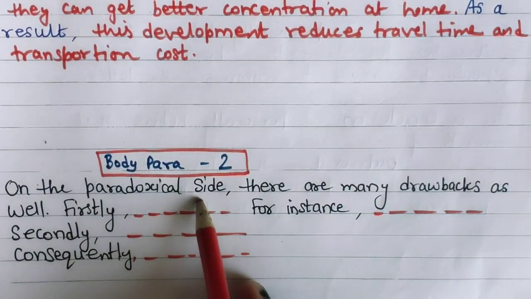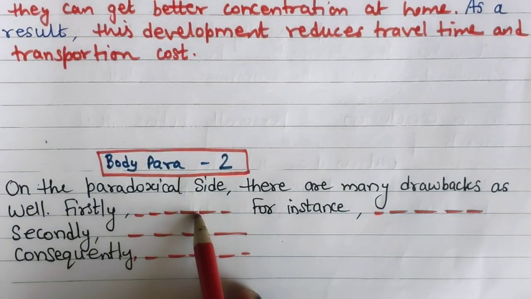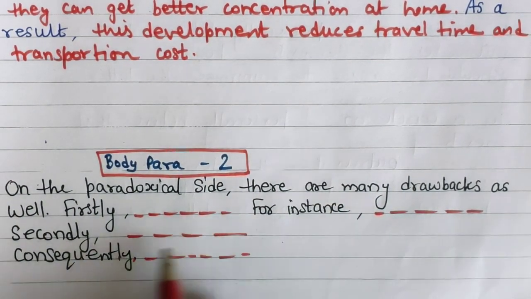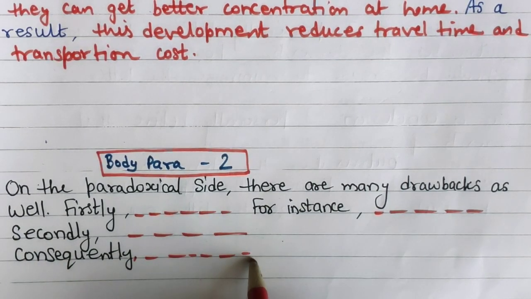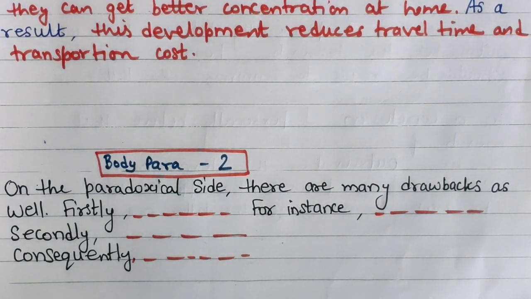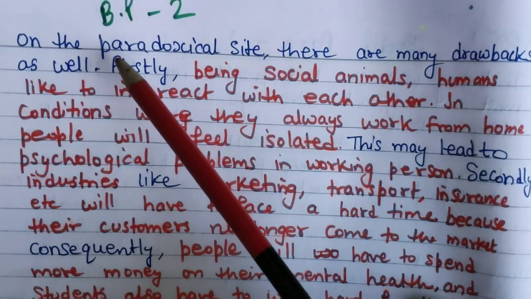On the paradoxical side, there are many drawbacks as well. Firstly, your point, for instance, your example. Secondly, your point, consequently means result. You are concluding the paragraph. Okay, let's look at the side where I have used this template with the help of my points. Now this is my body paragraph 2 with the help of these templates.